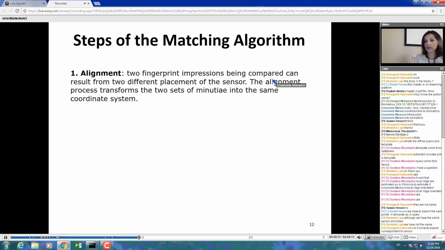And then they can result from two different placements of the sensor. And we saw the image, right? One was a completely different orientation. We have two different placements of the sensor. This is something that we consider because it happens all the time. We don't place the finger on the sensor in exactly the same way.